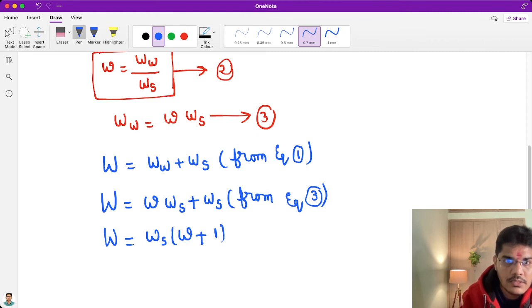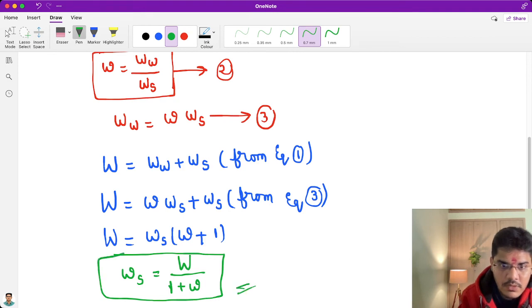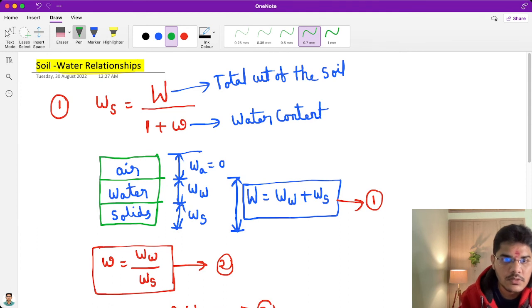If we rewrite this equation, we get weight of solids is equal to total weight by 1 plus water content. This is the same equation, the first formula. So this is what we have derived.